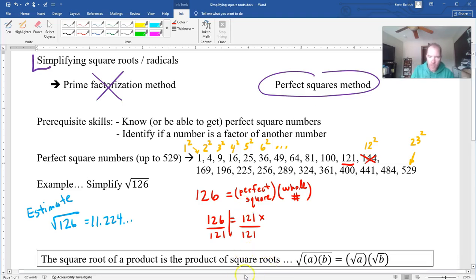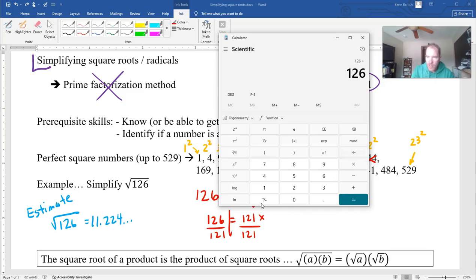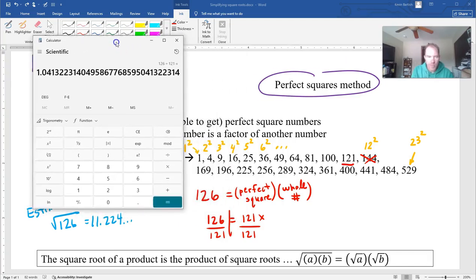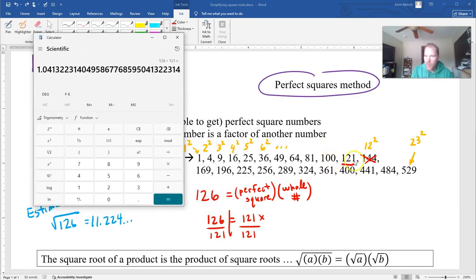So let's see, 126 divided by 121. Pretty sure that's a decimal. Okay, gave me a decimal there. So I'm going to scoot this over here, and I'm just going to go down the list. So 121 didn't work. Let's try 100. 126 divided by 100, I know that's 1.26, but use the calculator if you need. Okay, so not 100. How about 81? 126 divided by 81, decimal. All right, how about 64? 126 divided by 64, we don't get a whole number.